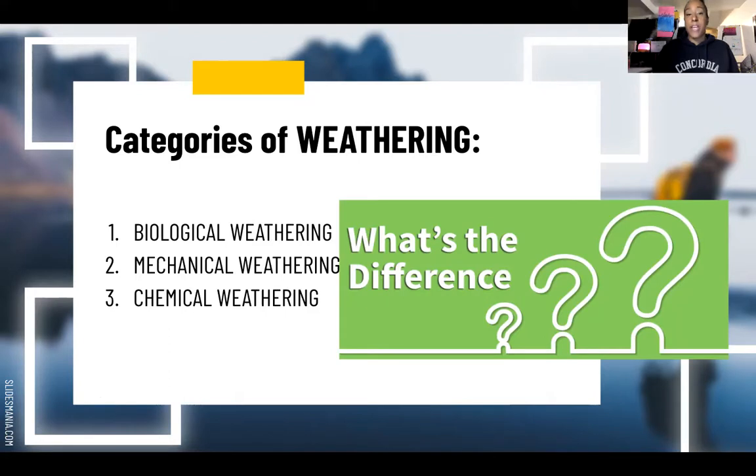So there are different categories of weathering, or your textbook will call it categories of erosion. There's biological weathering, mechanical weathering, and chemical weathering. And before I go to the slide that explains the differences, I'd like you to think about what these different things are. So what is biological weathering? What is bio? Think of biosphere, biological. What does that bio mean?